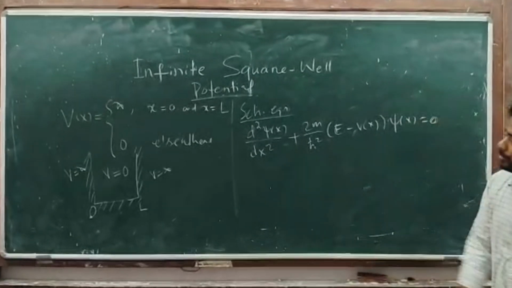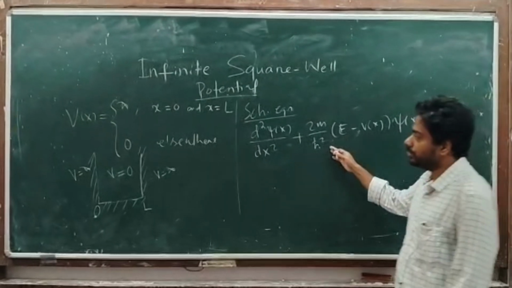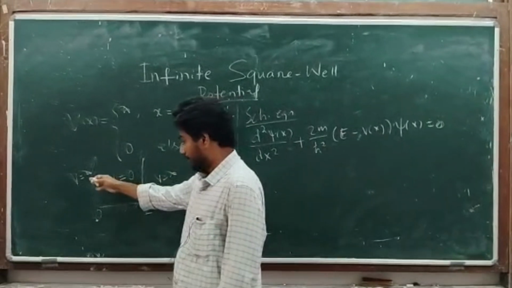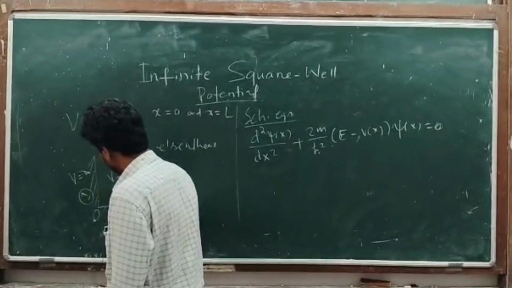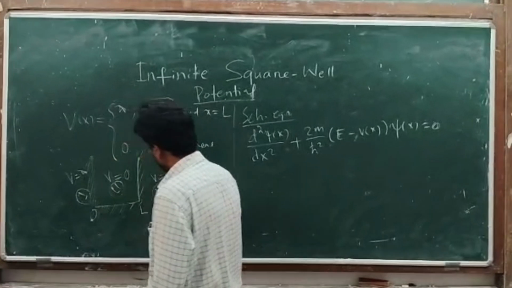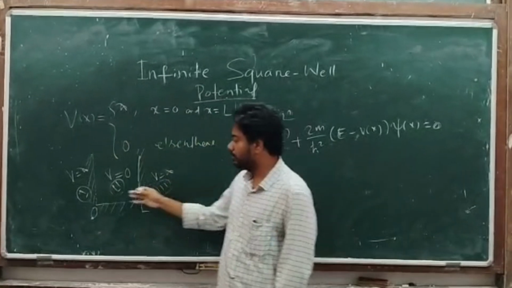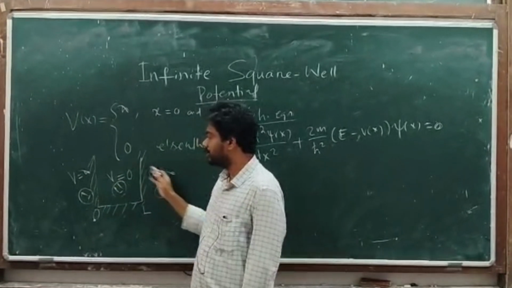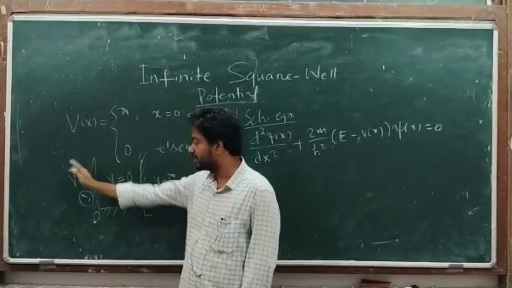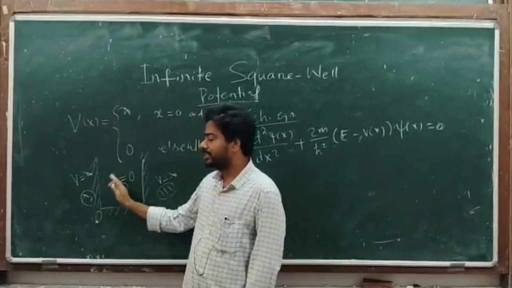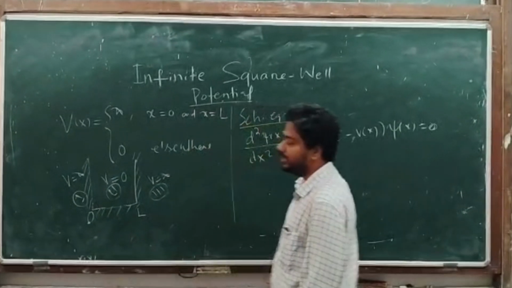Next, we will try to solve this Schrodinger equation in three different ways: first, second, and third. As I mentioned, we don't need to find the solution in the outer regions, because this potential is infinite. It's very high, and the particle cannot go there. So we are only interested in this region where the particle can move.